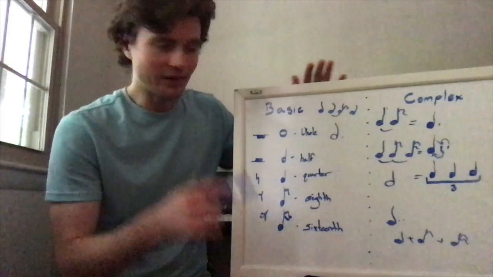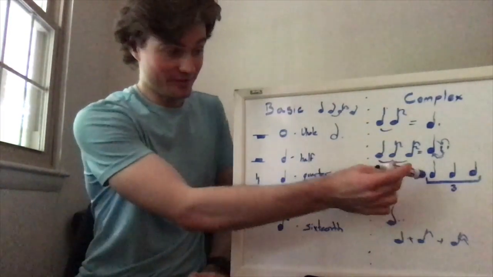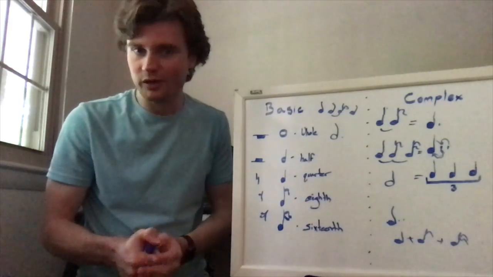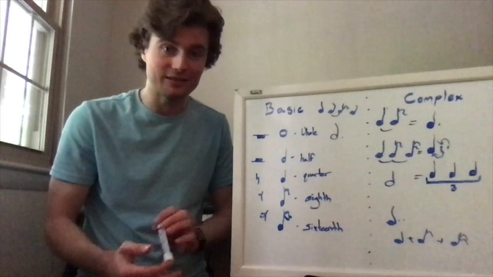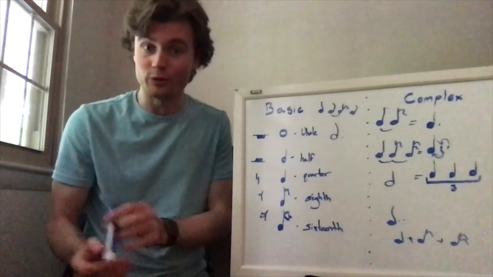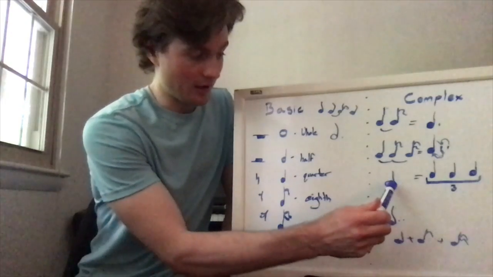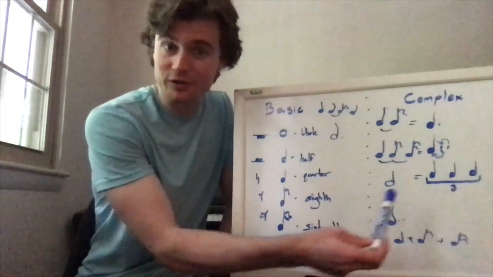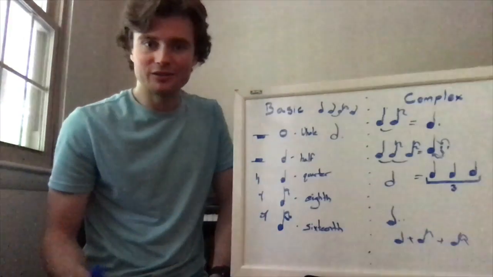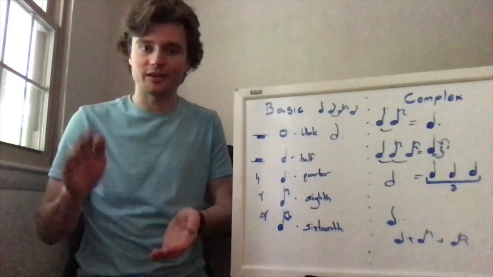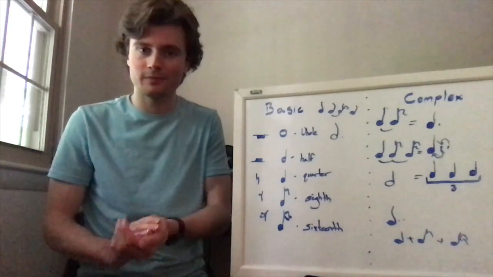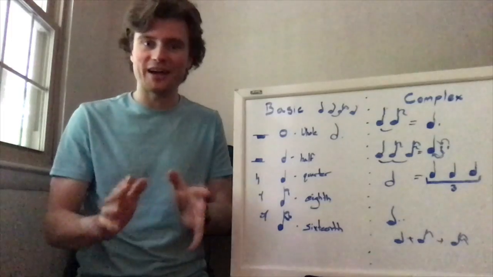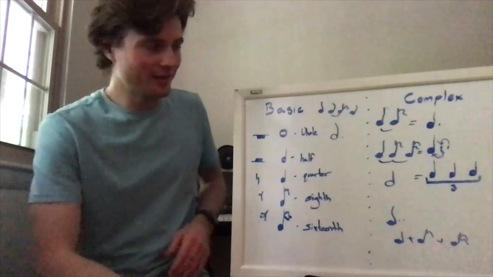Okay? The last one I want to show you is the triplet. In the triplet, you're basically taking 3 of something and fitting it into the space where there would be 2. So a half note can also be shown as 3 triplet rhythms. If our quarter note sounds like this, then a triplet would be. Okay, so that's the trickiest one.